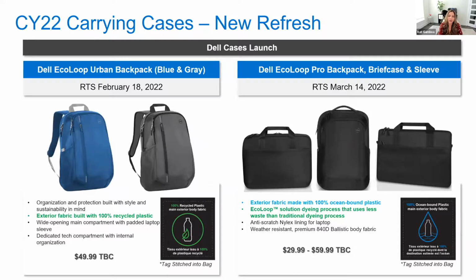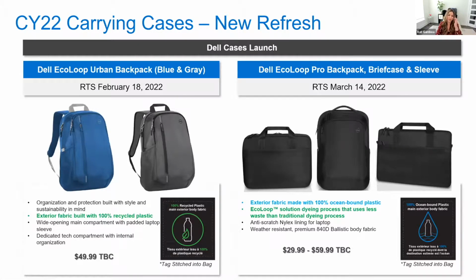Approximately 7 water bottles go into creating each one of these cases. And again, we do use that Eco-Loop process, which is solution dyeing, very impactful to the environment. To the right, we have the Eco-Loop Pro series, so backpack, briefcase, and sleeves. We use the ocean-bound plastics to create these cases. So again, very exciting, and it's a well-rounded story.